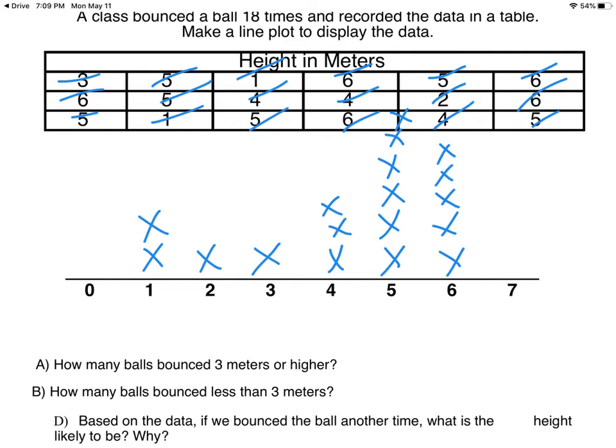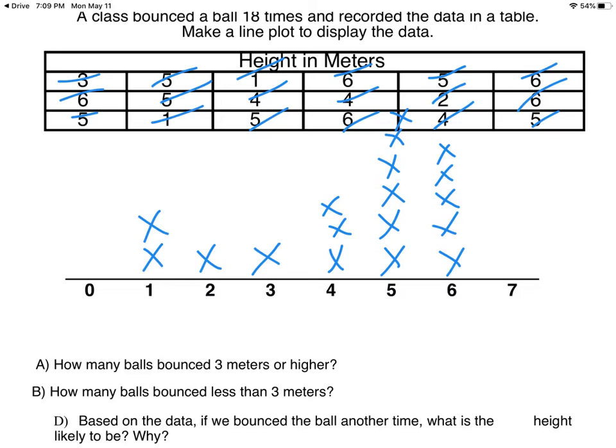And then, for some reason it says D, but it really should be C. Based on the data, if we bounce the ball another time, what is the height likely to be and why? And so this is where you look at your graph and you think, well, out of 18 tries, it bounced 5 meters high the most, and so that's a pretty good prediction that it's going to bounce 5 meters high. You could even say it's going to bounce 5 or 6 meters high, and that would be like an over 50% chance of getting it right according to the data here, okay?